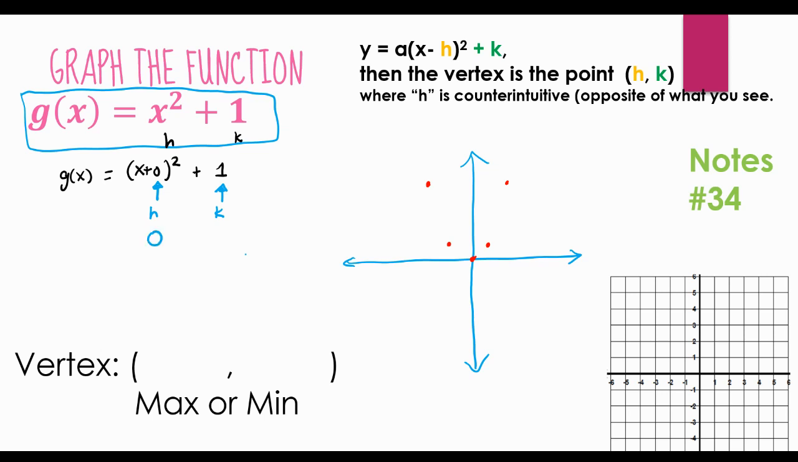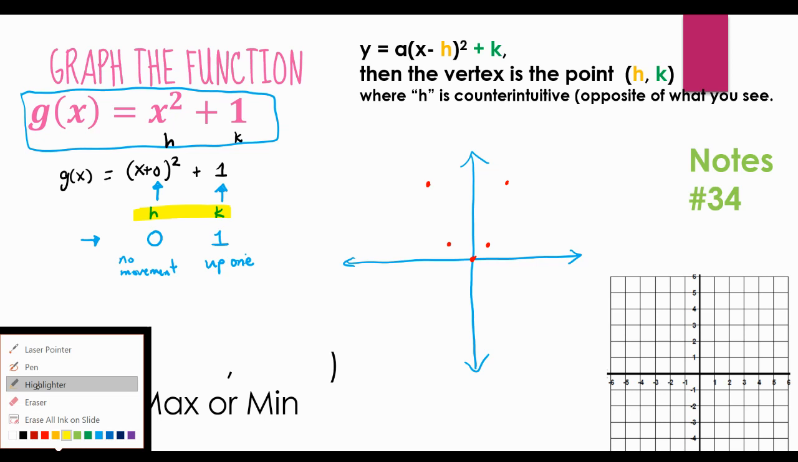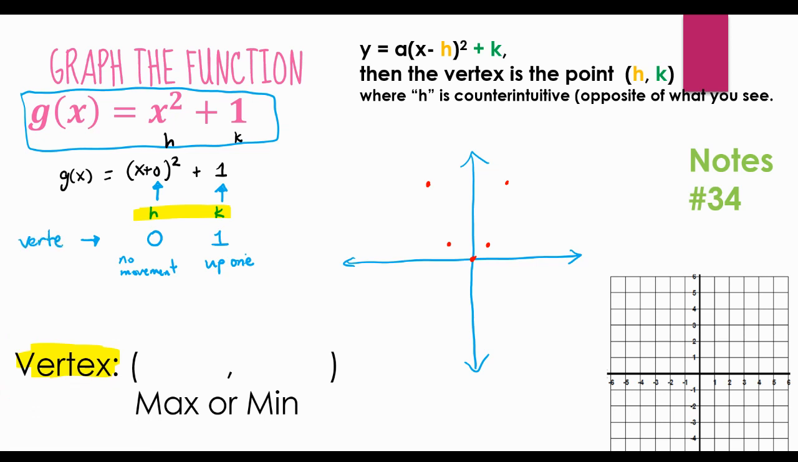Okay, so h is 0, so there's no movement right or left. K is positive 1, so it's going to go up 1. Sorry, I wanted to write a 1 there. So that means up 1. And remember, these two numbers, h and k, represent your vertex for the graph. Remember, that's what we're finding, and that's what makes the vertex. Should be rather easy. So these are your vertex numbers. So 0, 1.